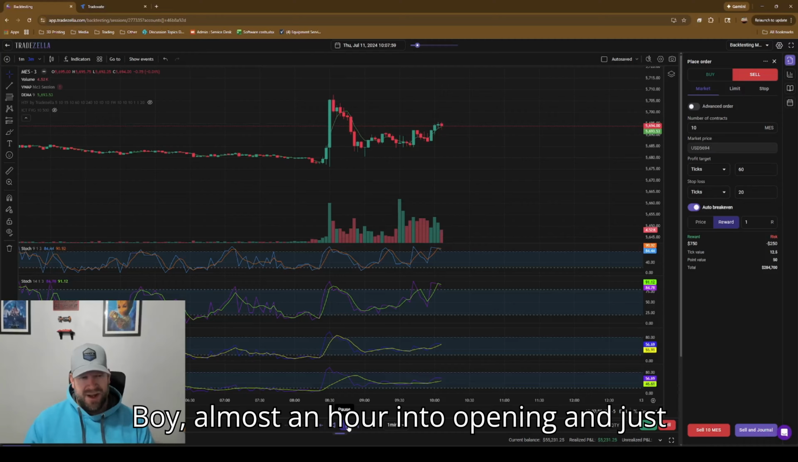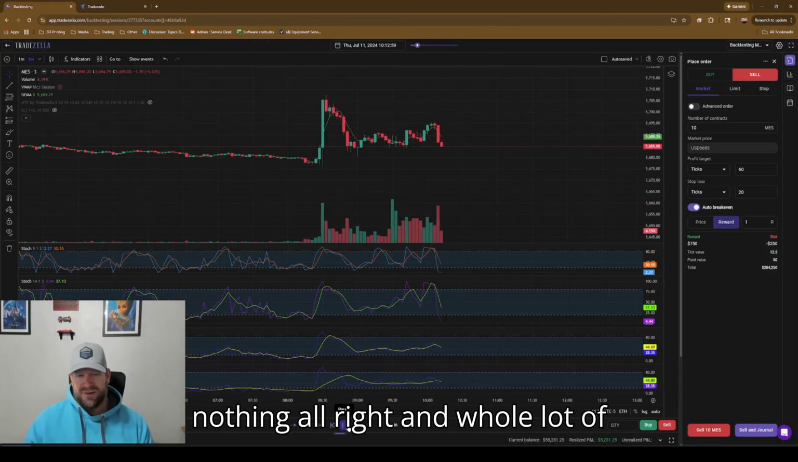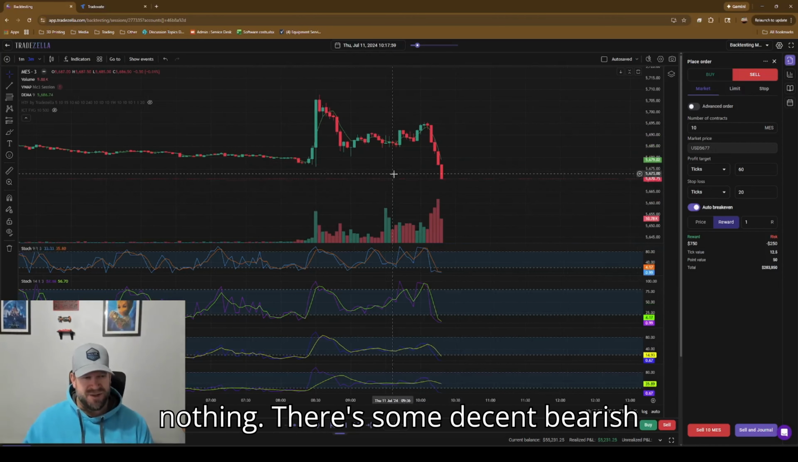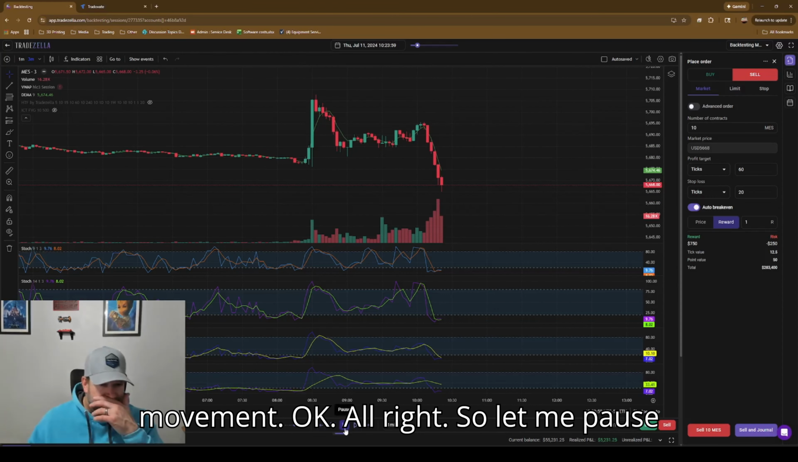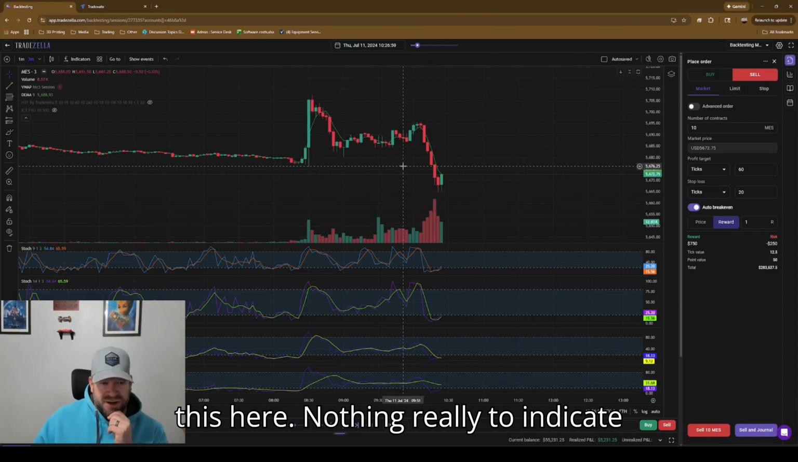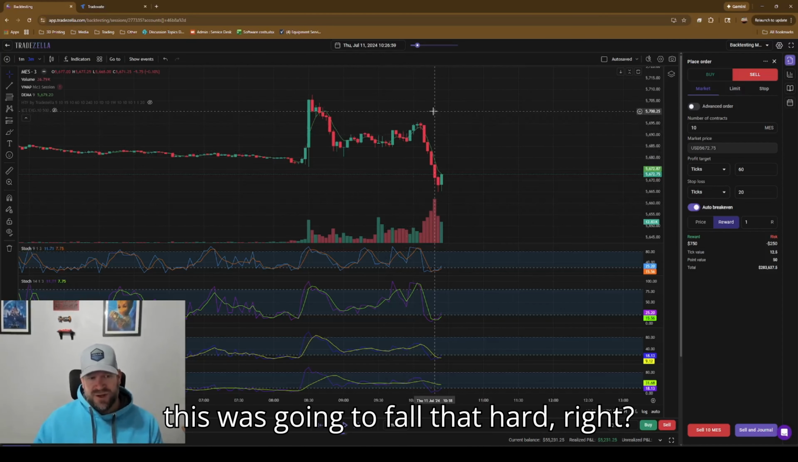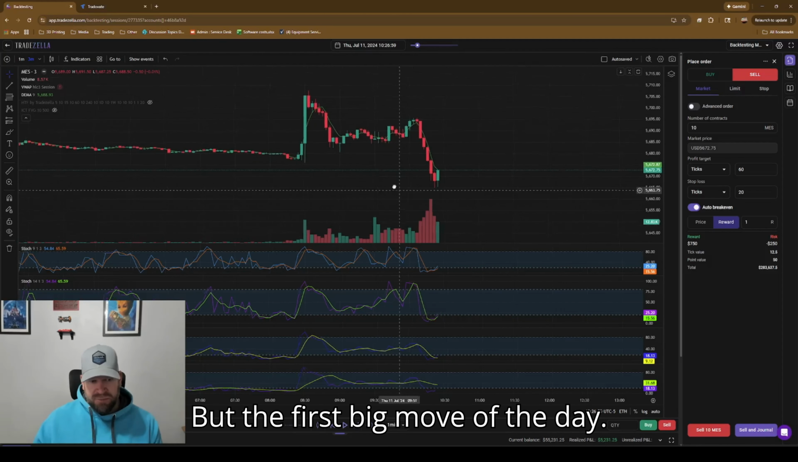Boy, almost an hour into opening and just nothing. A whole lot of nothing. There's some decent bearish movement. Okay. All right. So let me pause this here. Nothing really to indicate this was going to fall that hard, right? But it's the first big move of the day.